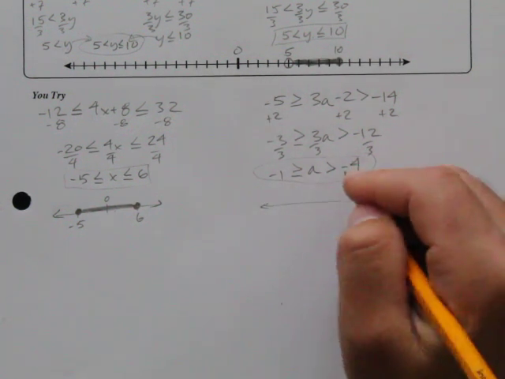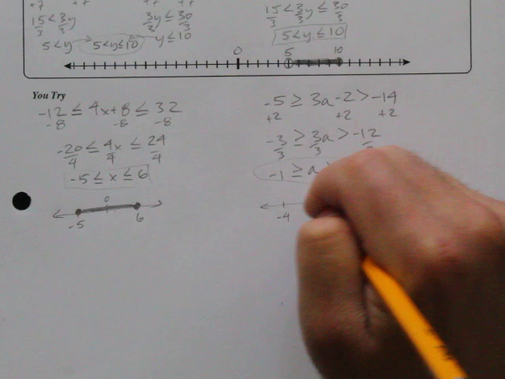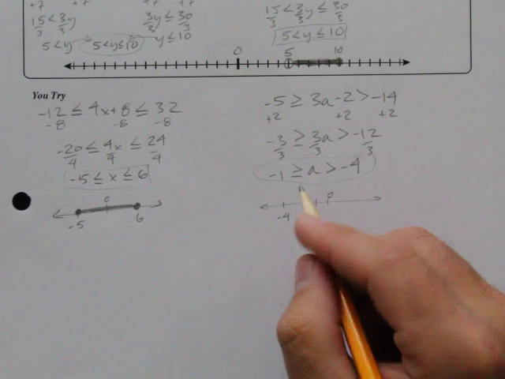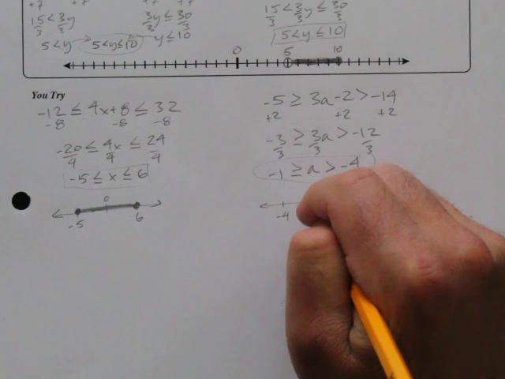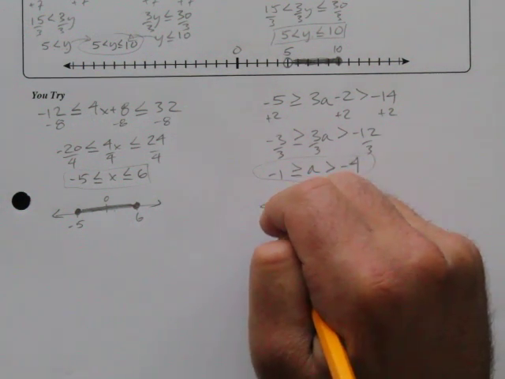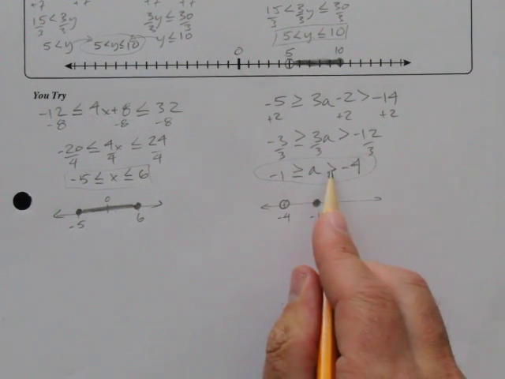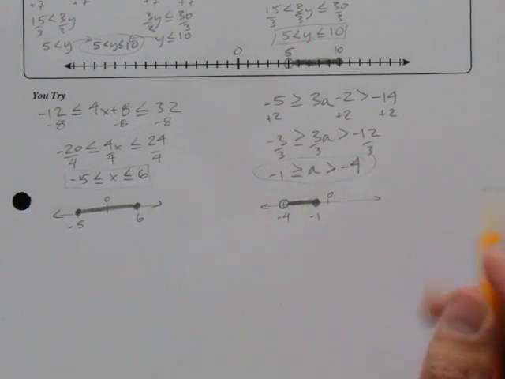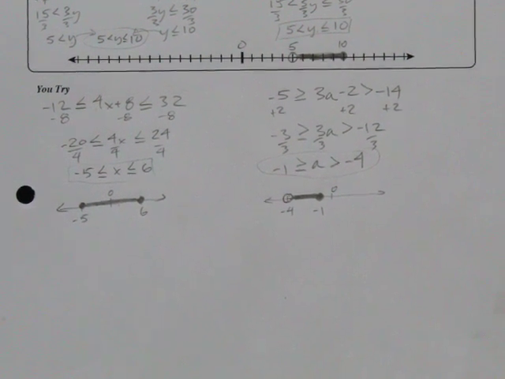So I'm going to find negative 4 and negative 1, and then 0 would be right there. And so at negative 1, I've got a is included in there. At negative 4, a is not included. And then a is between these two. So a is greater than negative 4. A is less than or equal to negative 1. So here we go. Okay, great.